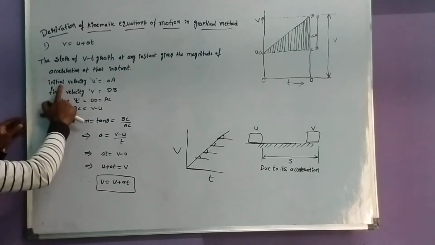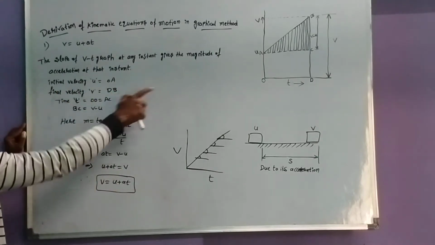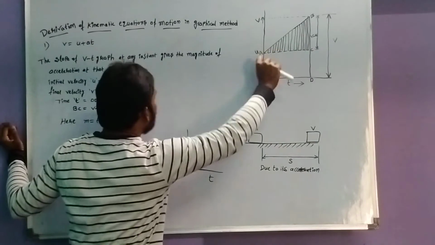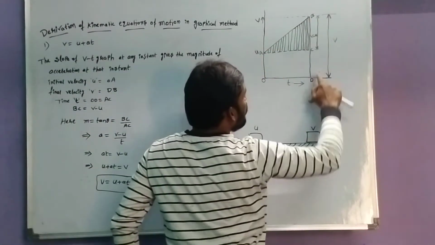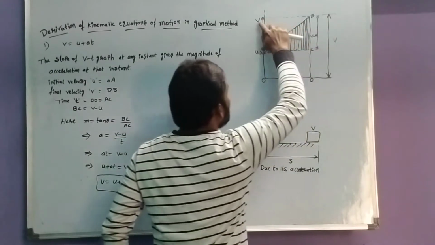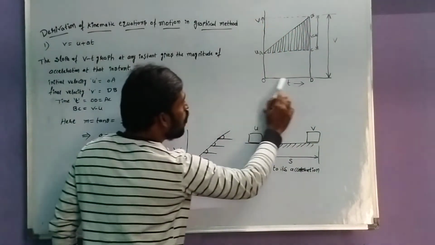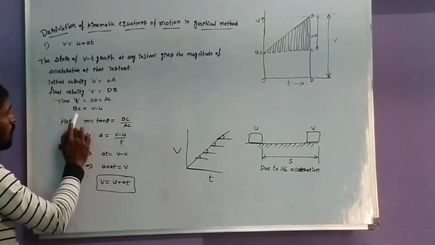According to this vt graph, we have to write the values. Initial velocity u is equal to OA. Final velocity is v, from here to here. Again, time t is equal to OD, which is equal to AC. Both are equal. Time t.